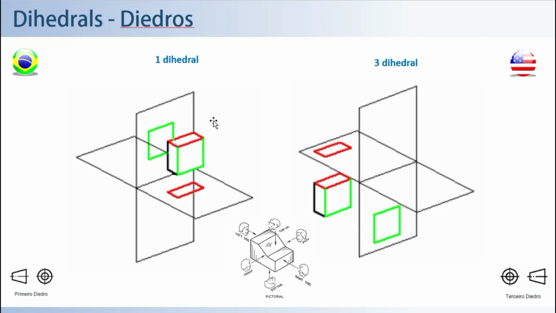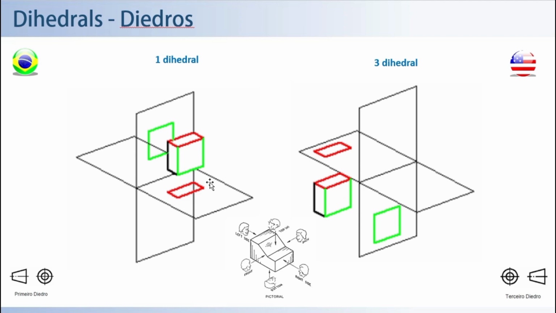This image shows two objects. The first one is a rectangle, a solid, and this solid is put in first dihedral, in case we are drawing in Brazil. Imagine you are seeing the object from the left. What could you see in that plane that is behind the rectangle? You could see a green square line like that. And if you are seeing the object from the top, you are seeing exactly a red rectangle line like that.